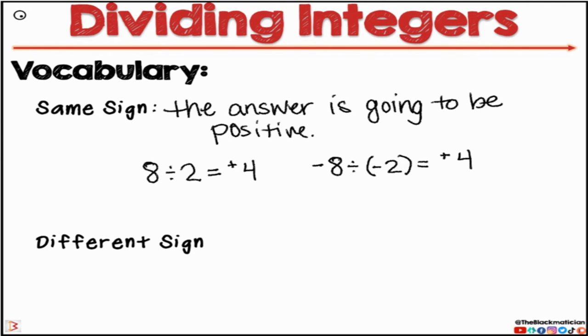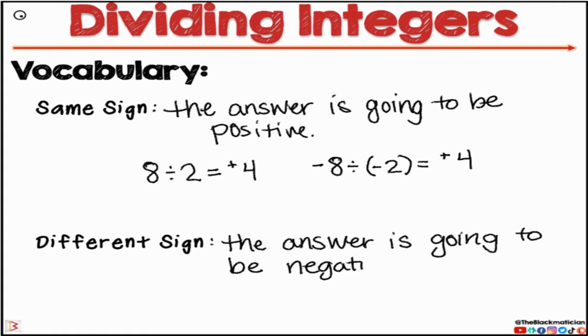Just like with multiplying integers, when you are dividing integers of different sign, your answer is always going to be negative. For instance, if I were to do 8 divided by negative 2, well, I have two integers of different signs, so I know my answer has to be negative, and then 8 divided by 2 is 4. Alternatively, if I were to do negative 8 divided by 2, again, we have two integers of different signs, so my answer is going to be negative, and then 8 divided by 2 is 4.